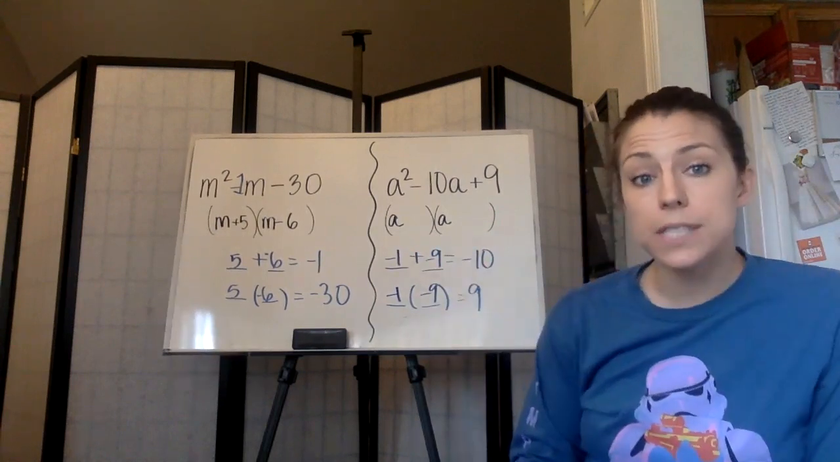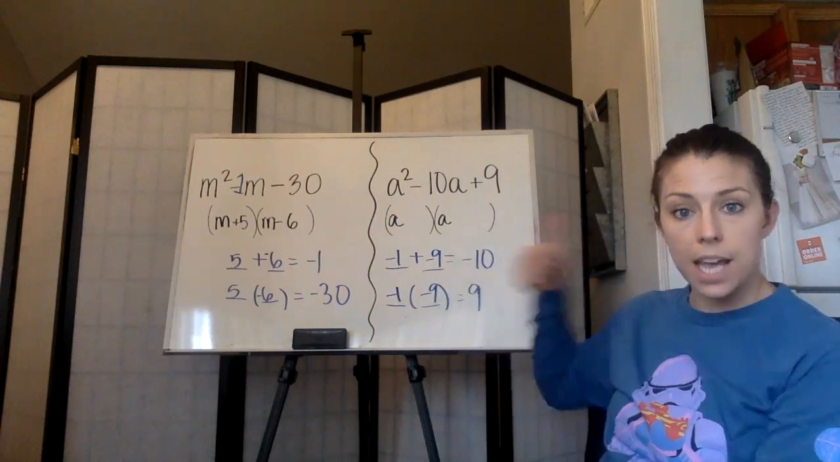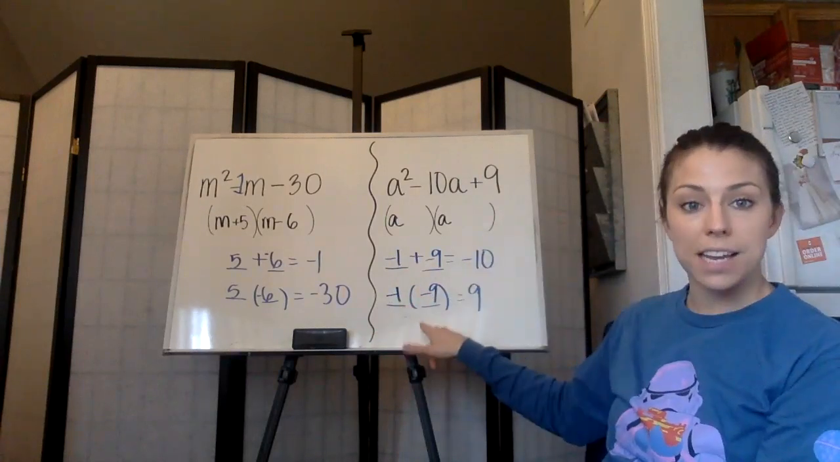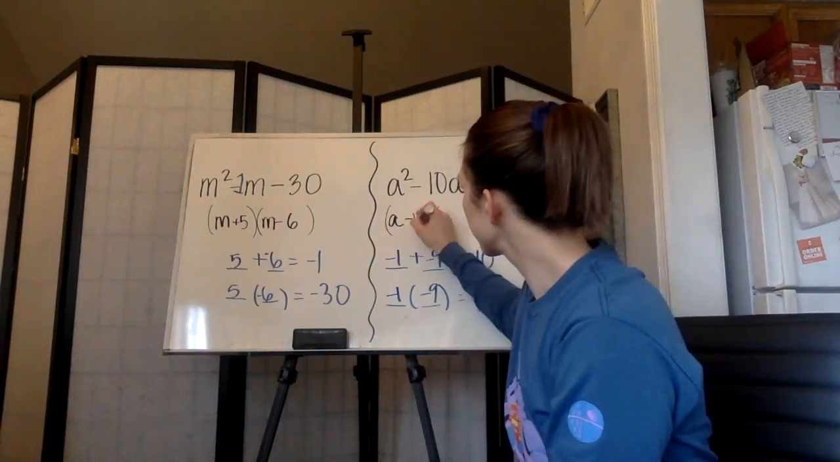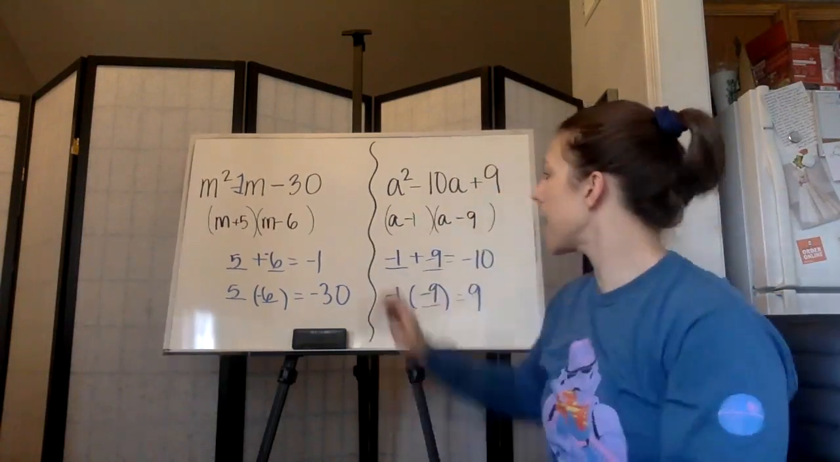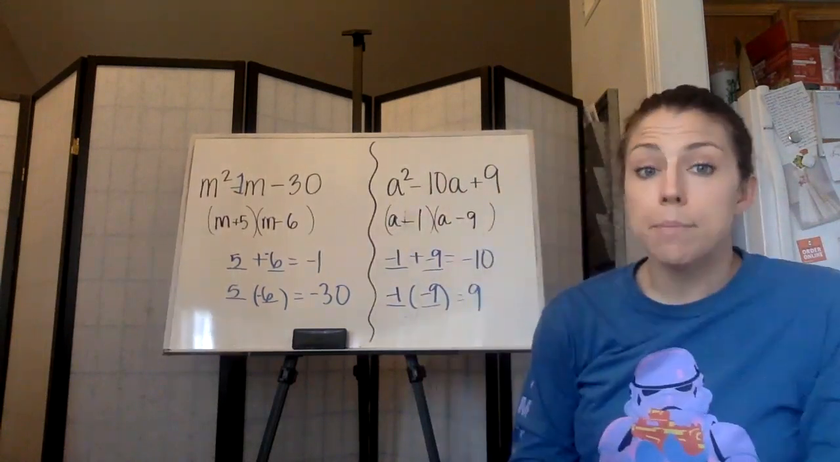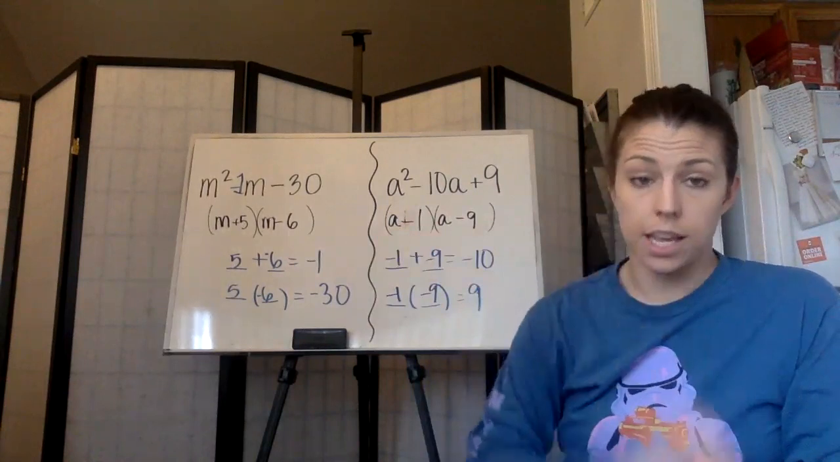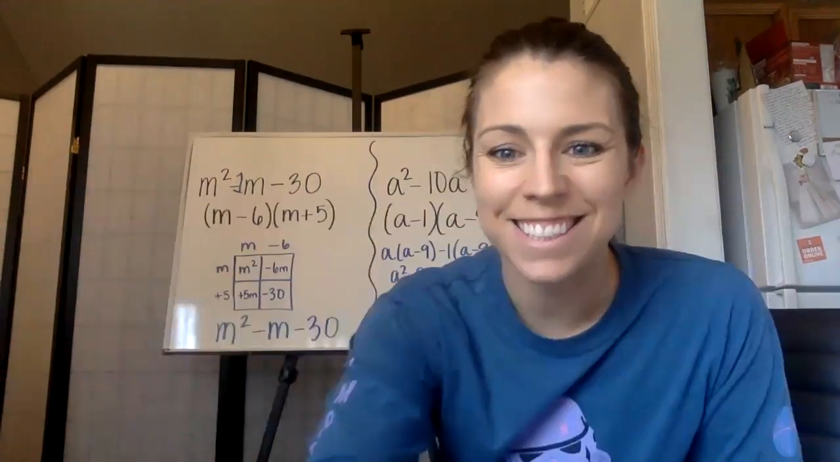If I make both of those negative, let's see if it works. -1 plus -9 is -10. -1 times -9 is +9. And again, look, that looks a little weird. Order doesn't matter if you want to put -9 first and -1 second. All right, let's set this up for our checks.